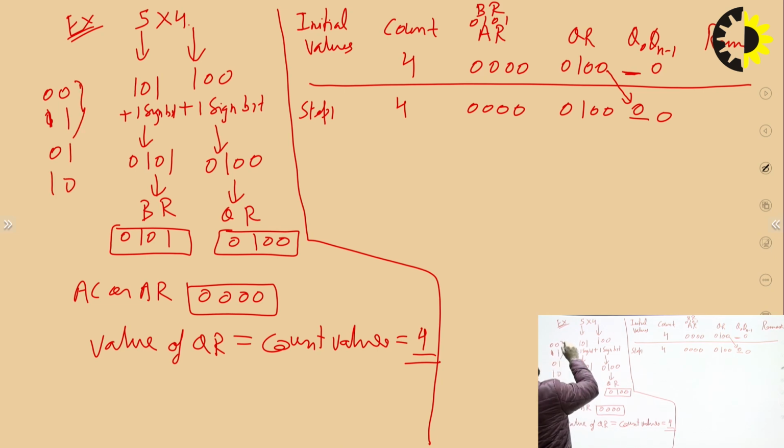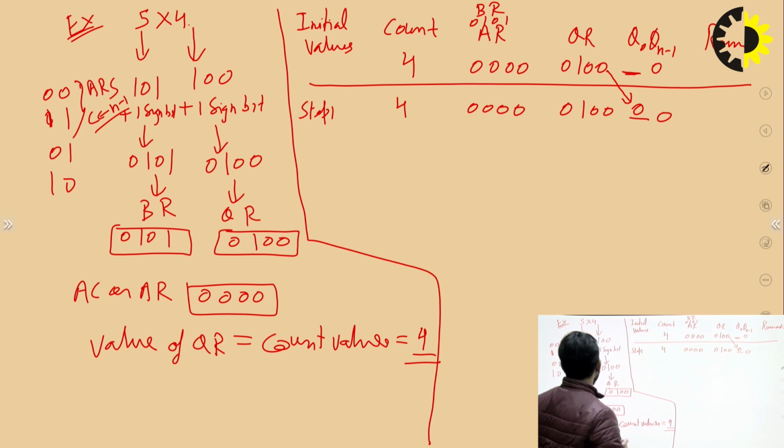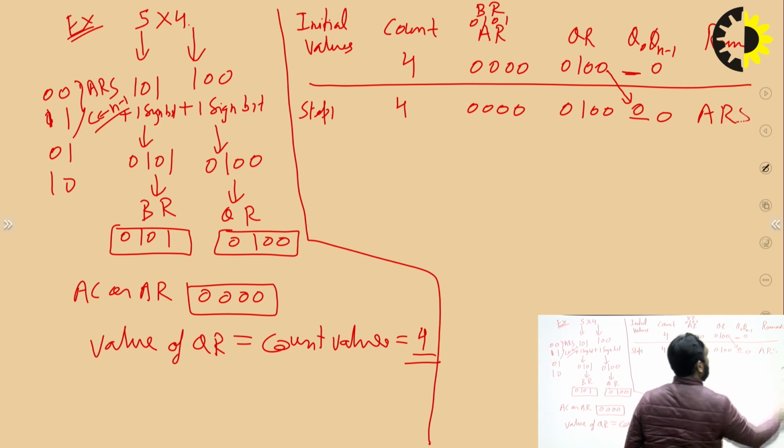What will we do in this case? Arithmetic right shift and C tends to n minus 1. Count को एक कम कर देंगे, like that. Now come to this. When we put values here, the combination is 0 0. So what operation will we perform here? That is arithmetic right shift.